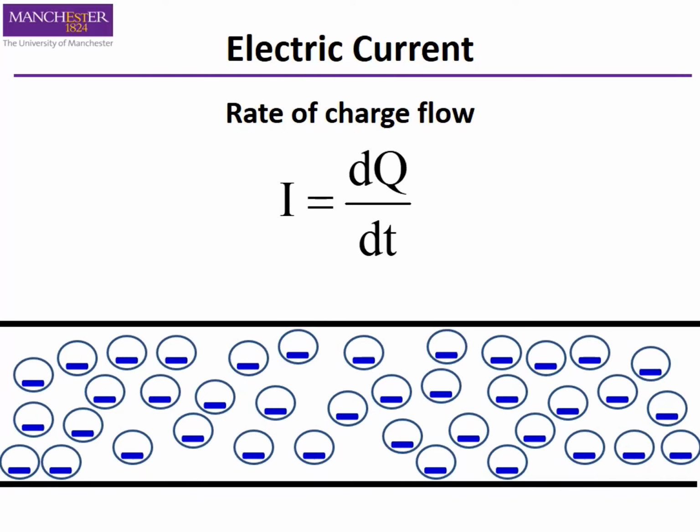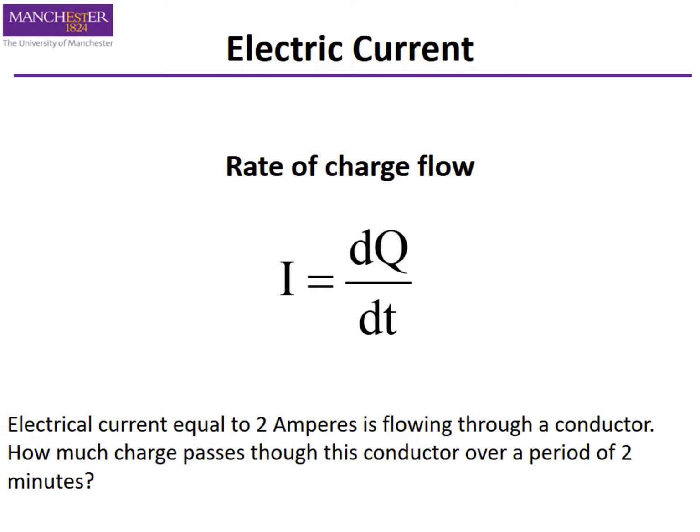So let us look at this example where we say we have an electrical current equal to 2 amperes flowing through a conductor. How much charge passes through this conductor over a period of 2 minutes? So we are given a current, we're given a length of time during which this current flows through a conductor, and the question is how much charge passes through. So we simply re-express the previous equation. So instead of having I equal to dq by dt, now we have dq equal to I times dt.